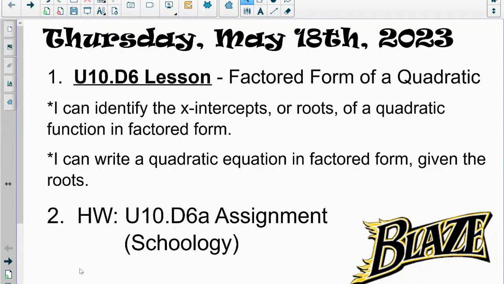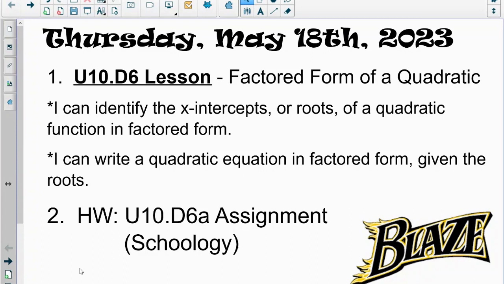Hey everybody. So for today, we're taking a look at lesson number 6, factored form of a quadratic. We've already learned how to write an equation in standard form. We've taken a look at vertex form earlier this week. And now this is our third way that we can write quadratic equations.